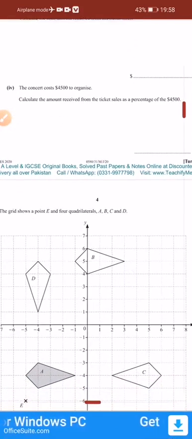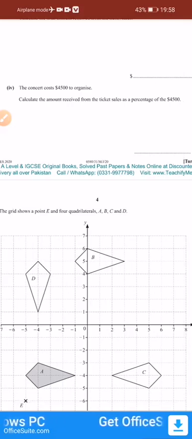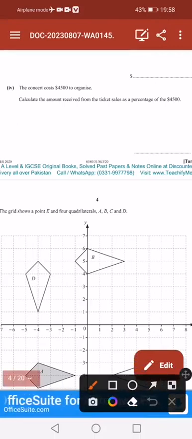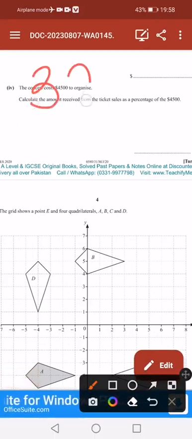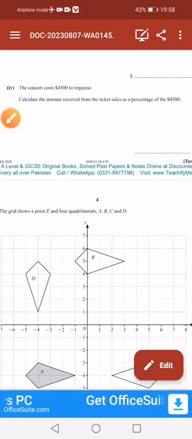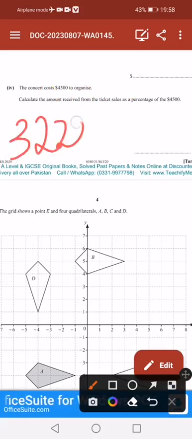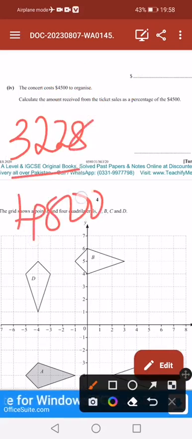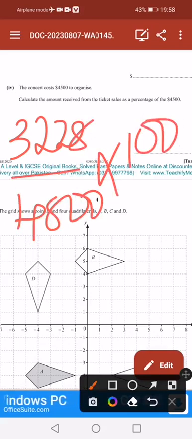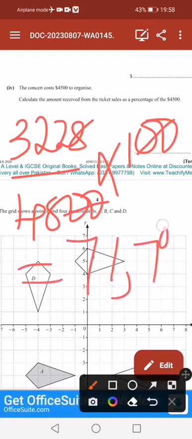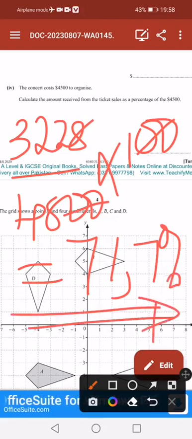Right, the concert costs 4,500 to organize. Calculate the amount received from the ticket sales as a percentage of 4,500. So you just take the total amount received, which is 3,228. Let me write here. 3,228 all over 4,500 times 100. Okay, so that you get the percentage. If you do this correctly, you are going to get something like 71.7%. Okay, correct to 1 decimal place or correct to 3 significant figures.